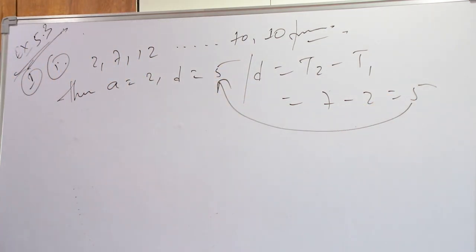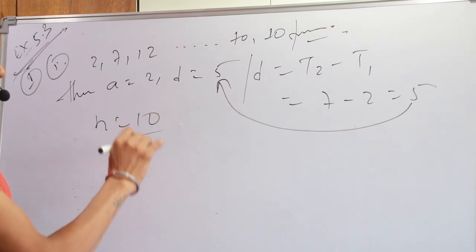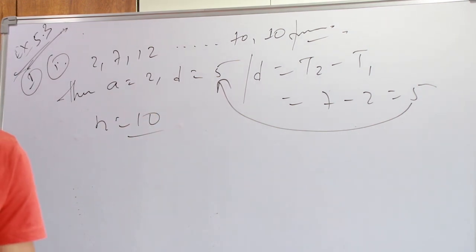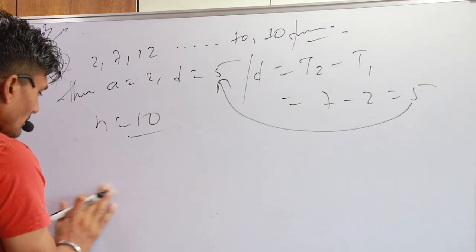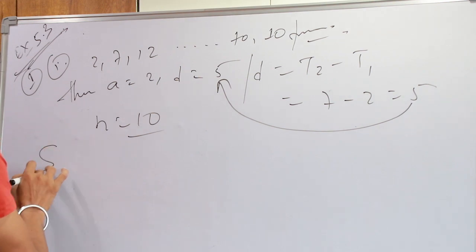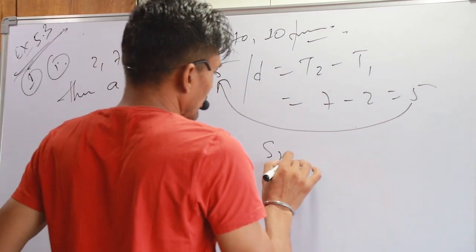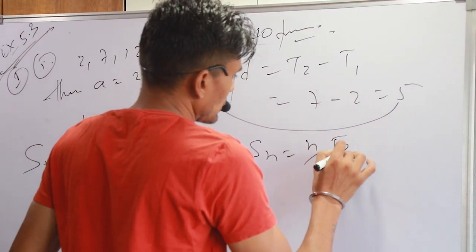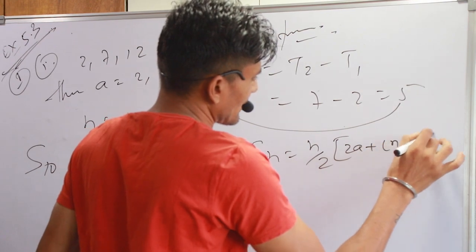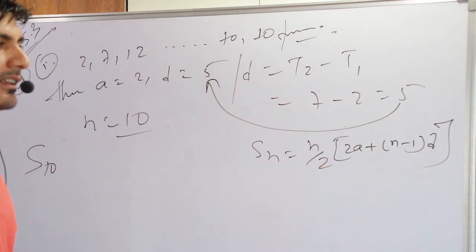And next one, n equal to 10. That means we have to find the sum of given AP of the 10th term. 10 term का क्या करना है? Sum निकालना है. So we have to write here S10. Why we have to write here S10? Because n is here 10. You know very well, Sn equal to n by 2 into 2a plus n minus 1 into d. That is our formula for the Sn. Sn means what? The sum of the nth term.